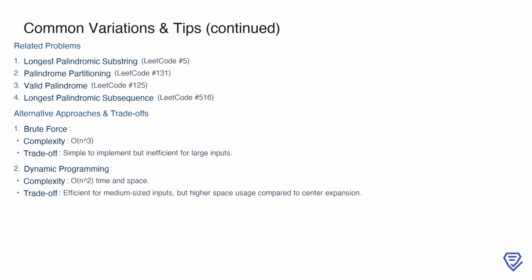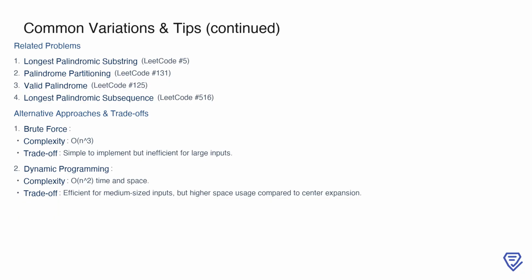Now, let's discuss alternative approaches and their trade-offs. Brute force, for example, has a time complexity of n cubed. While it's straightforward to implement, it's impractical for larger inputs because of its inefficiency. On the other hand, a dynamic programming solution reduces the time complexity to n squared. This approach is more efficient for medium-sized inputs, but it does come with higher space requirements compared to methods like center expansion. Each method has its place, and understanding these trade-offs is key to selecting the right approach for a given situation.